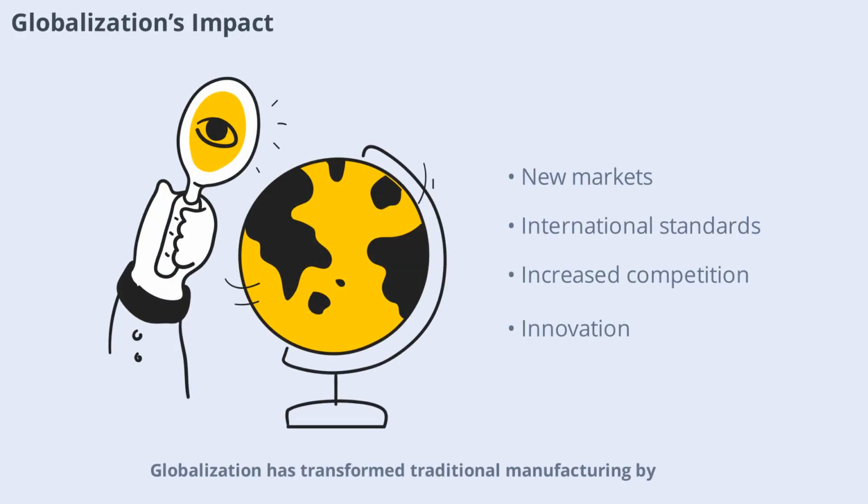Globalization has transformed traditional manufacturing by opening up new markets and increasing competition. Factories now source materials and sell products worldwide, requiring them to meet international standards. This global reach brings both opportunities and challenges, pushing manufacturers to innovate and improve efficiency.